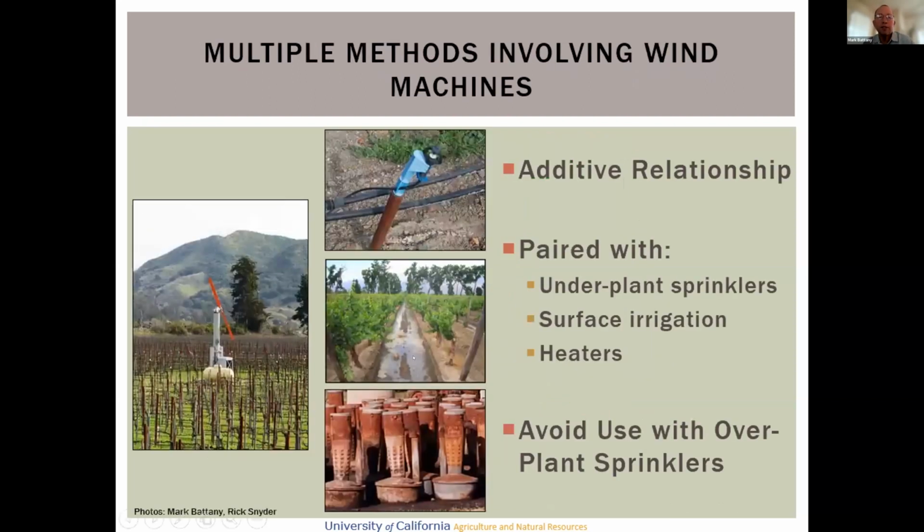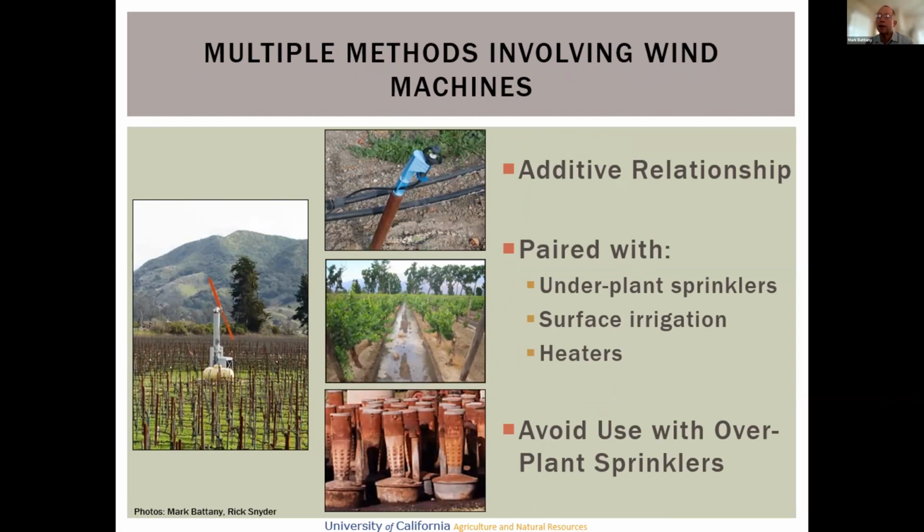We can combine wind machines with things like water and heaters. So the effects tend to be additive when you use these things together. So under plant sprinklers, what we don't pair is over canopy sprinklers, where you're actually spraying onto the foliage, with wind machines. And why is that?